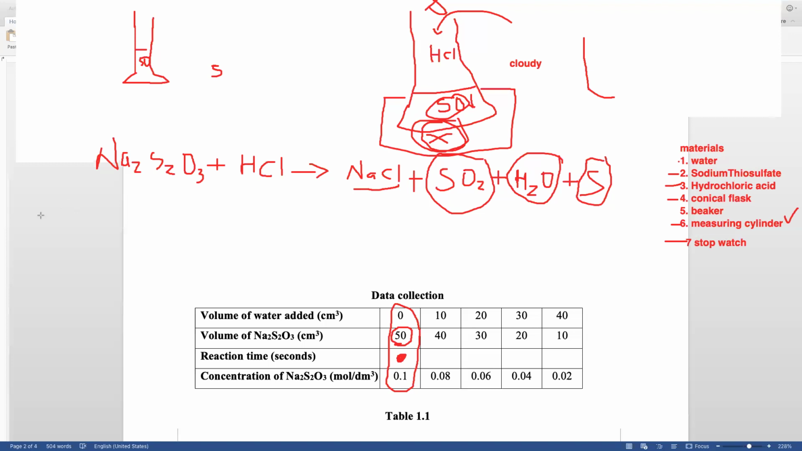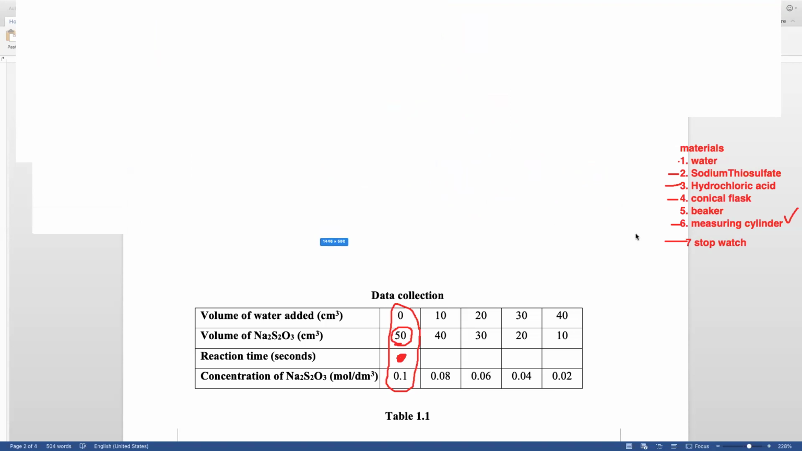The moment this is done, please discard the solution. Discard everything; we are starting the process. Now, point number 2, we need to dilute sodium thiosulfate. So in our conical flask, this time around we're measuring 40. This 40 is our first volume, V1. So V1 here is 40.